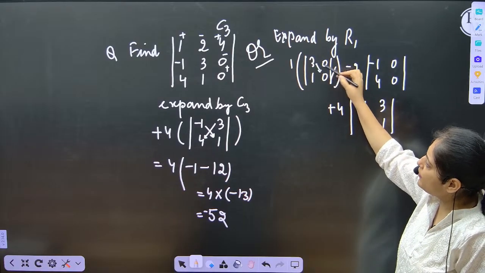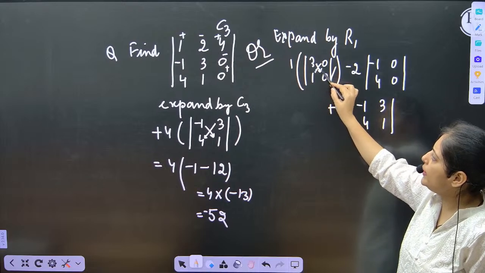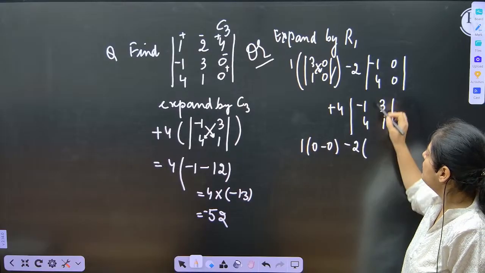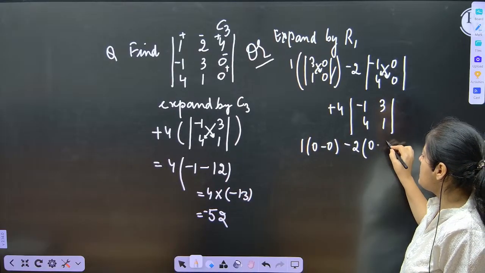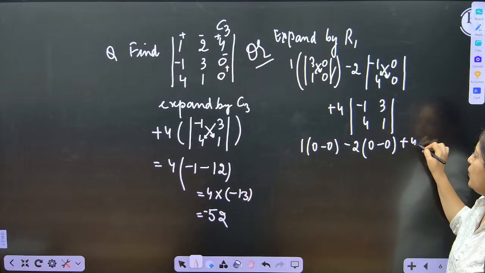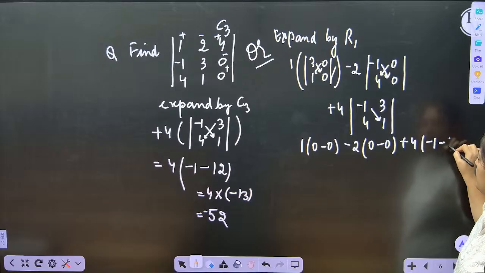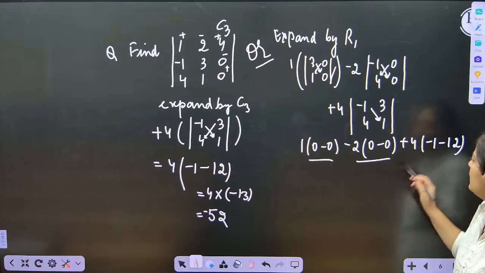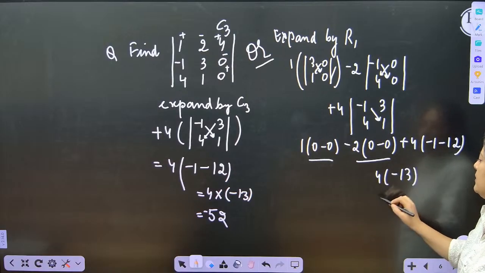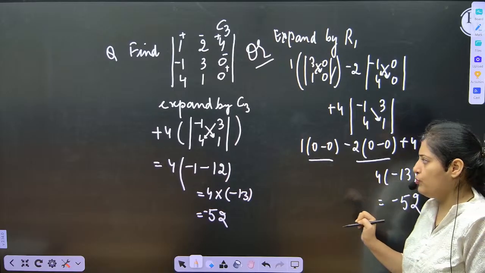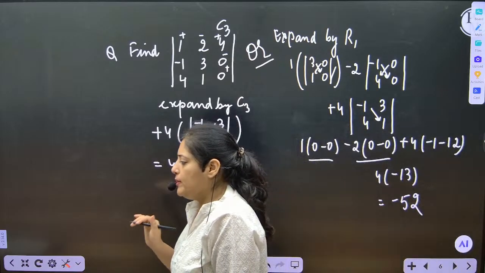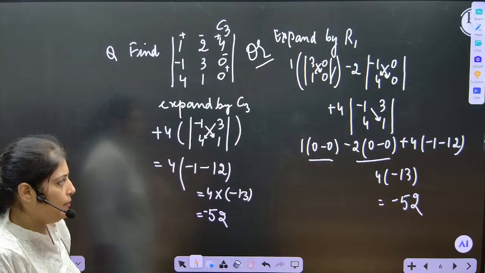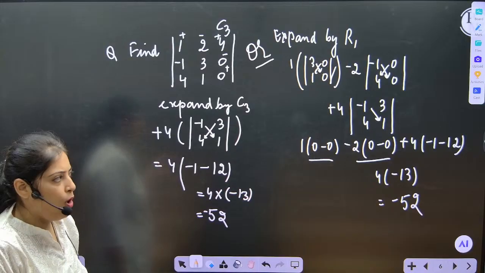Now if you multiply 3 into 0, 0. 0 into 1, 0. So 1 into 0 minus 0. Minus 2, 0, and this will also become 0. So plus 4, this will become minus 1, this will become minus 12. Anyhow, these terms will come out to be 0. This will become 4 into minus 13. The answer will come out to be minus 52. The answer will come out to be the same, either expand by column 1, column 2, or column 3, or row 1, row 2, or row 3.